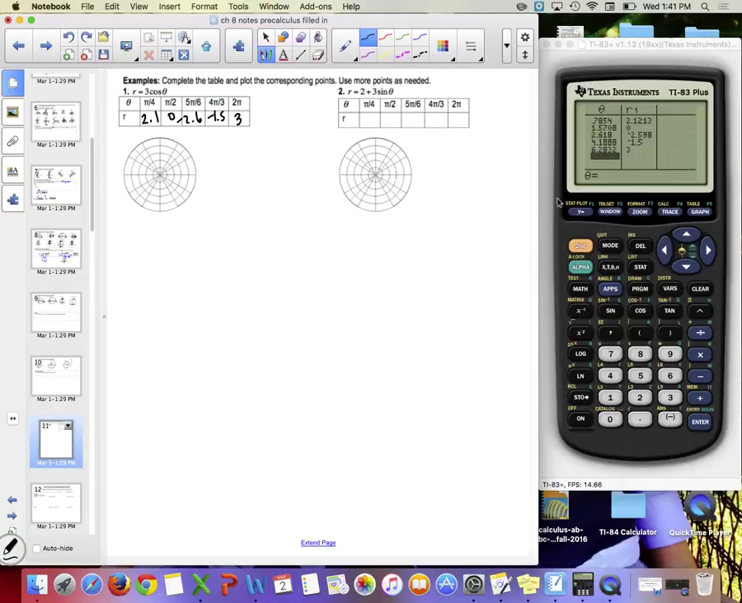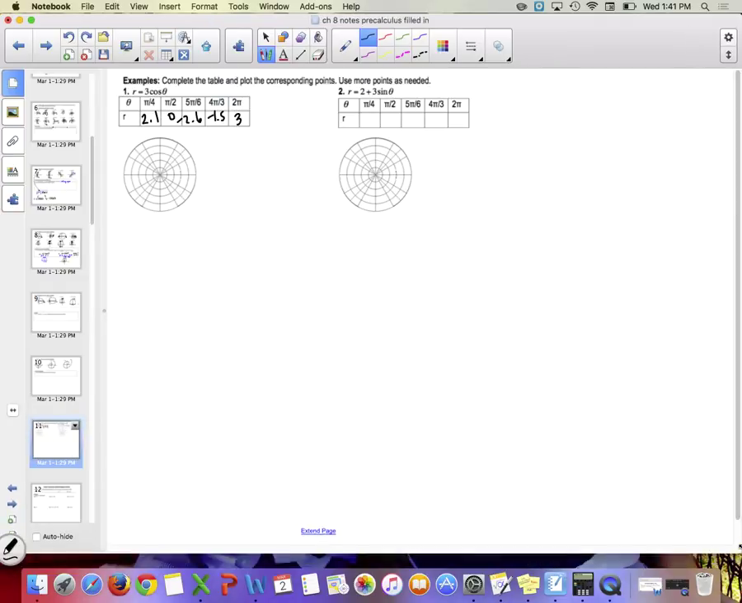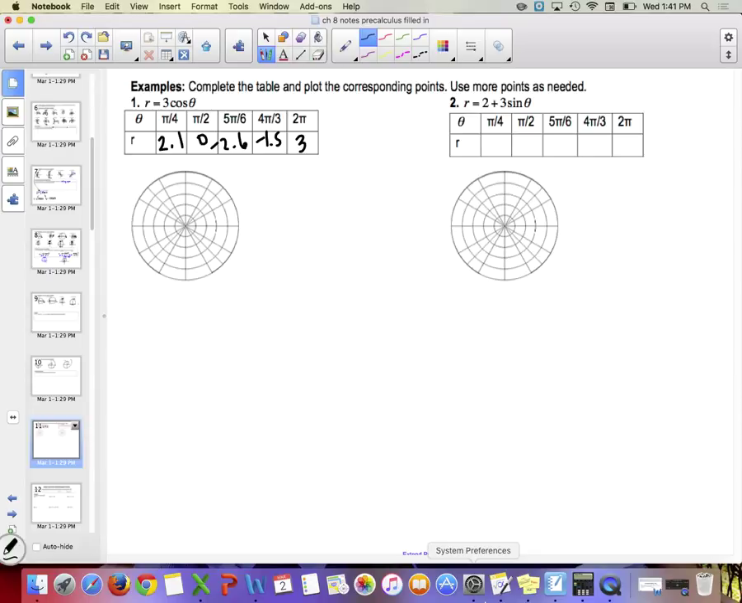Okay, but the hard part is you guys got to know how to graph these points. That's what we did last time. So do you all know how to graph these points? So you go along the pi over 4 line, and you go out 2.1. So it's going to be a little bit more than 2. You go along the pi over 2 line, and you go out 0. You go along the 5 pi over 6 line, which would be this line right here, and you go backwards, negative 2.6.